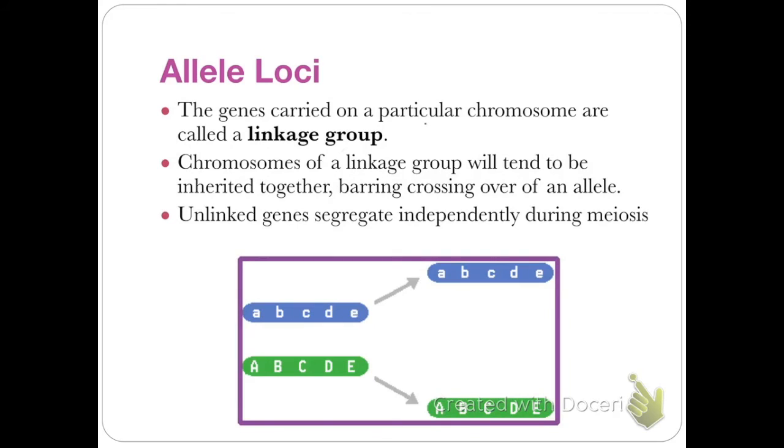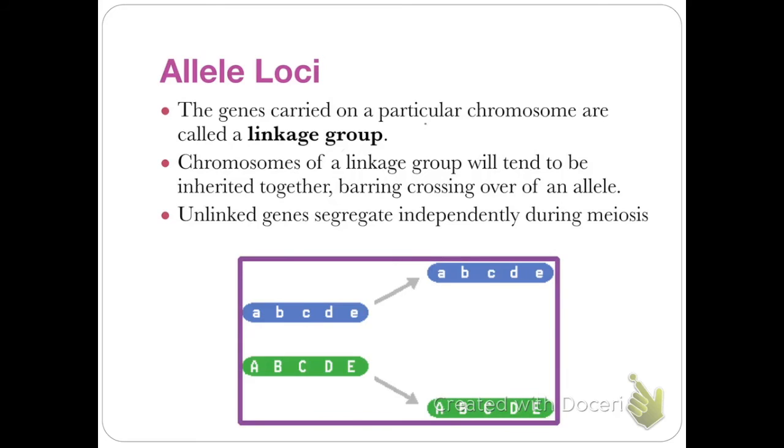When we talk about inheritance, it's important also to know the location of the allele or the gene. Genes that are carried on a particular chromosome are called linkage groups, meaning that they will likely be inherited together. However, chromosomes of a linkage group can be traded through crossing over. So linkage groups will likely be inherited together, but there definitely is some uncertainty with that depending on the amount of crossing over or where it occurs. So that's one thing that we're going to look at that causes some confusion when we talk about inheritance.